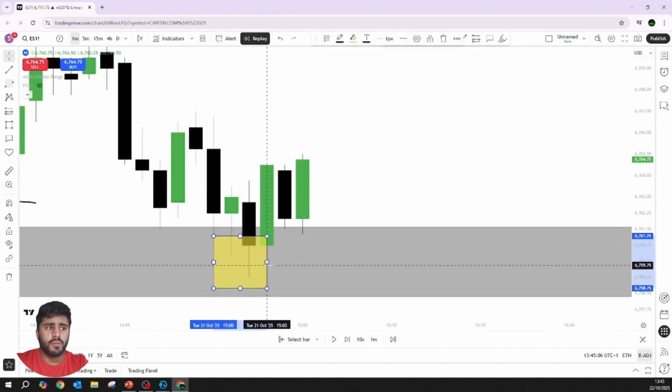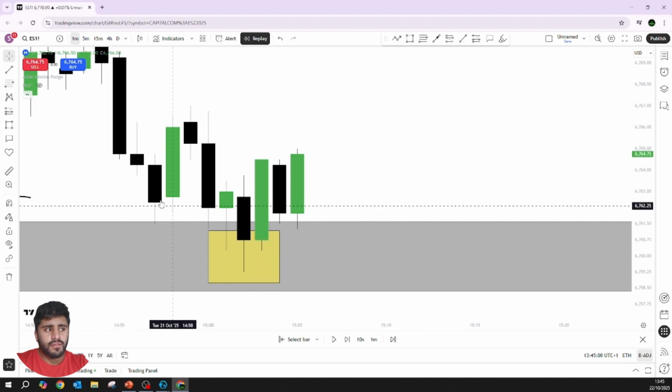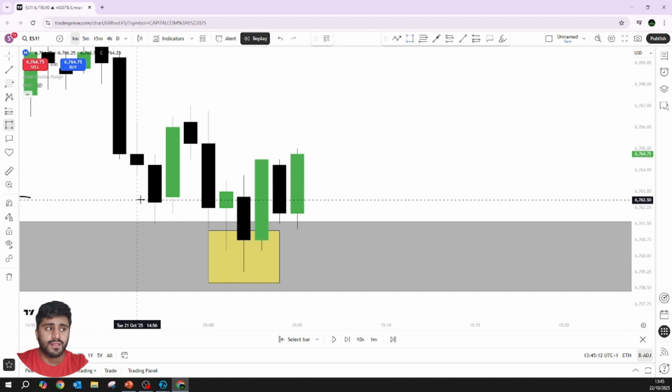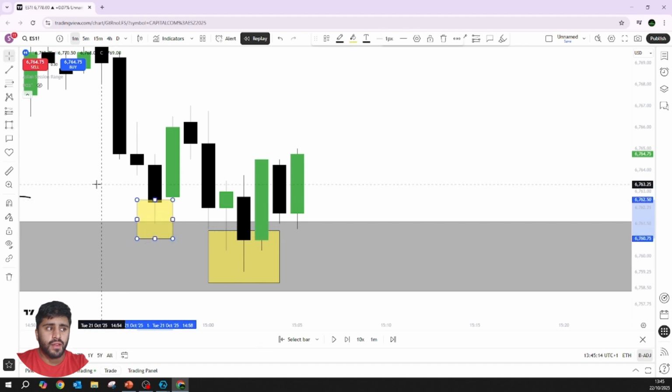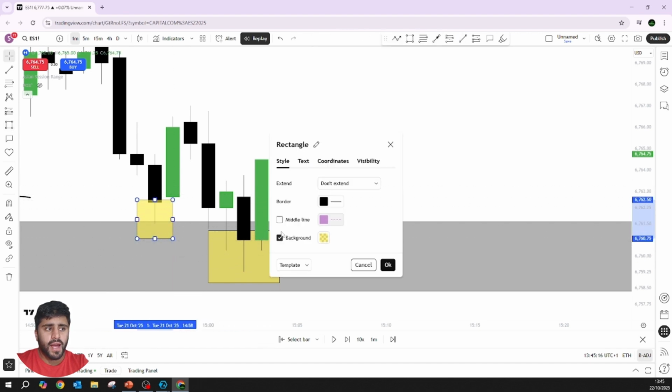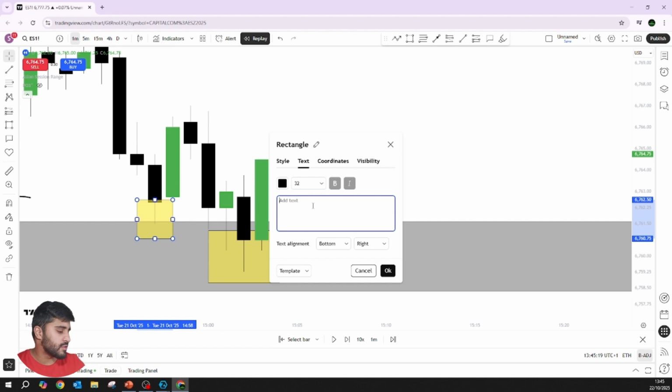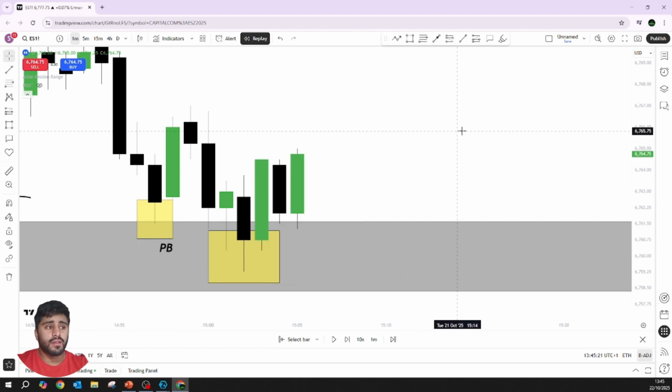So a couple of rules about my entry. I never look to enter the first tap, right? I actually use the first tap the same way I'm using the second tap. I want to see what's going on over here. So what I see here is passive buyers, right? PB, I'm just going to write PB, passive buyers.